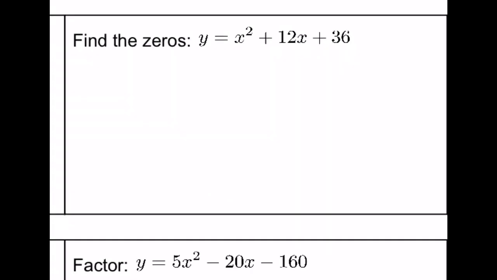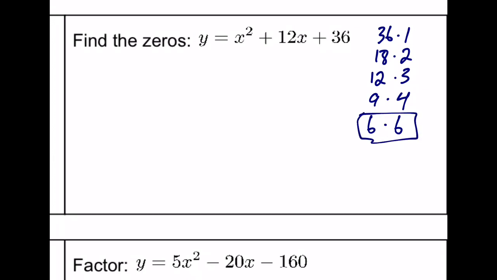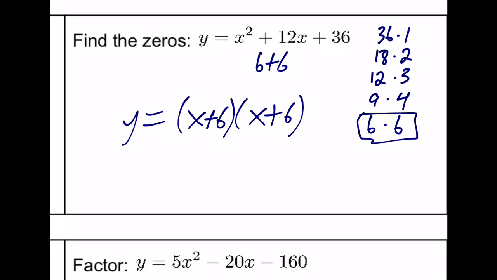This one here on the right, a is back to being 1, so I don't need that extra step of division. I consider factors of 36. I could try everything from 36 times 1, 18 times 2, 12 times 3, 9 times 4, or 6 times 6. Which one of these adds up to 12? Well, 6 times 6 does. So that tells me I can rewrite this as y is equal to x plus 6 times x plus 6.